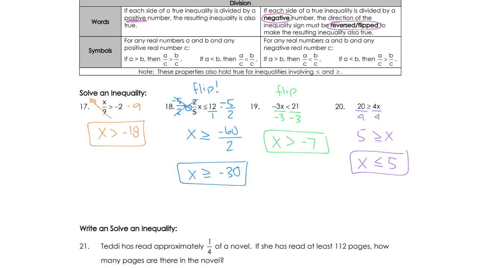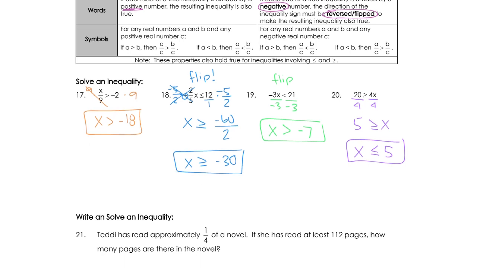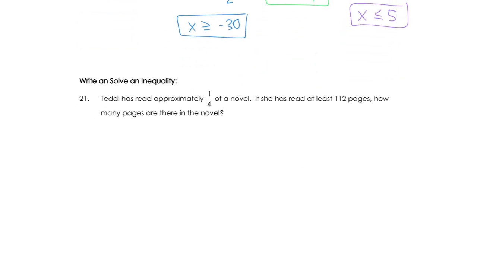But please know that the only reason that sign flipped was because I changed the order of the 5 and the x. Okay, it has nothing to do with dividing by a negative because we definitely did not divide by a negative number. Okay, and then the last thing we have here is this word problem.